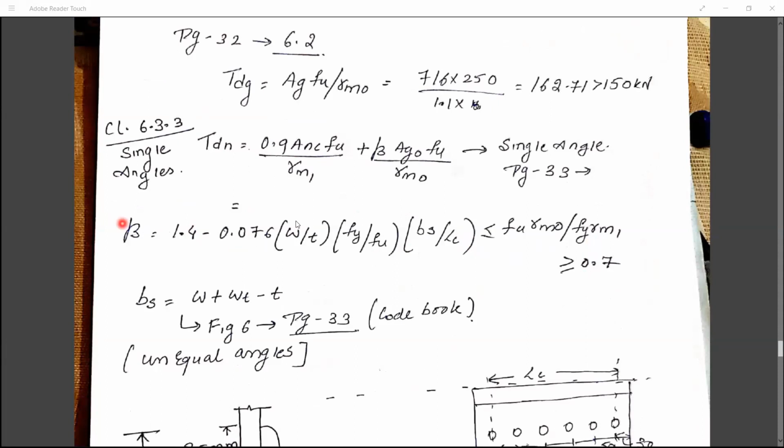Both these two equations are already given in the code book. If you have it in front of you, just see it once. So here from figure number 6, if you see in the code book figure number 6, page number 33, there the formula is given: w plus w1 minus t.